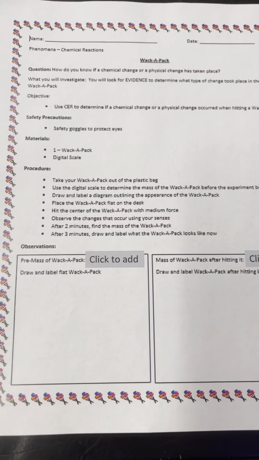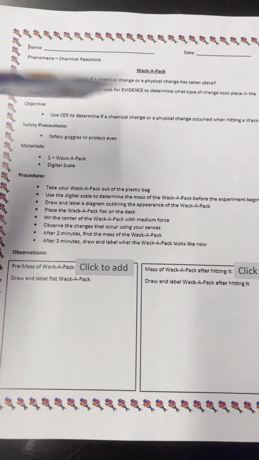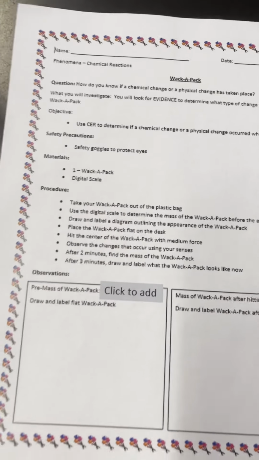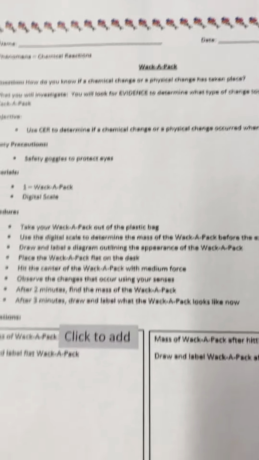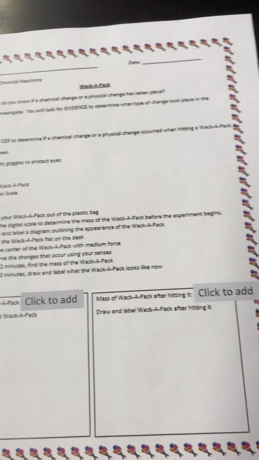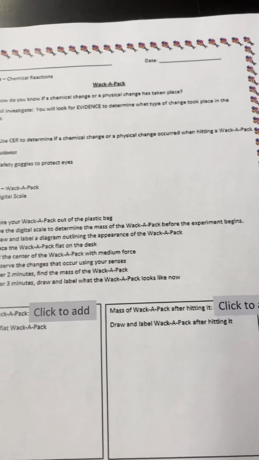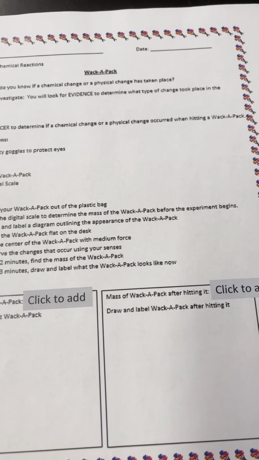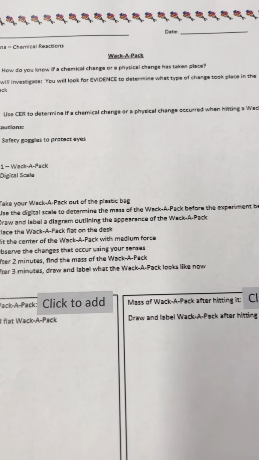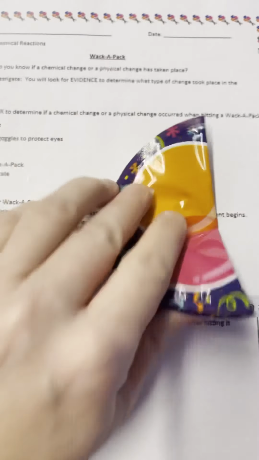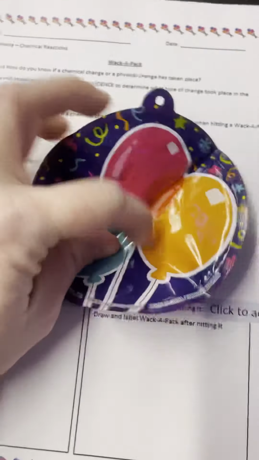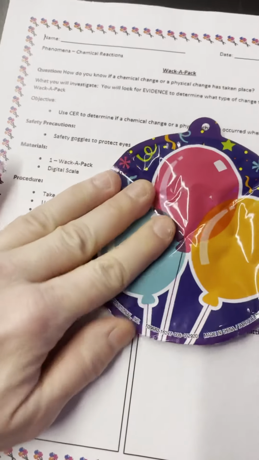let's begin. So you're going to take your Wack-A-Pac out of the pouch. So you can see it is in a plastic pouch. I'm going to open it up. Not cooperating. Give me 1 second. There it is. Okay, so you can see it's folded, and when I open it up, this is what it looks like. You can see here it's pretty flat.